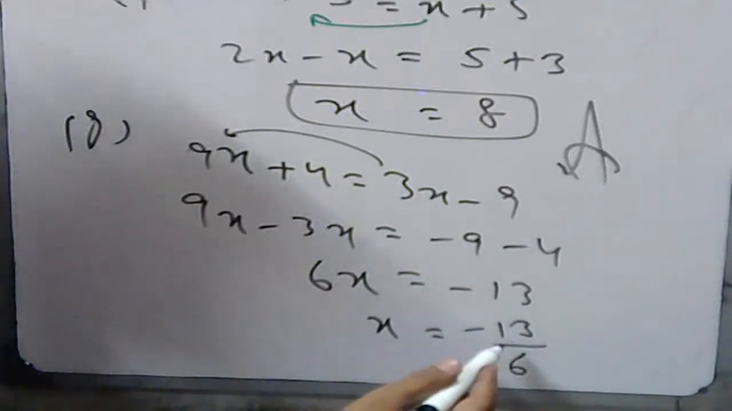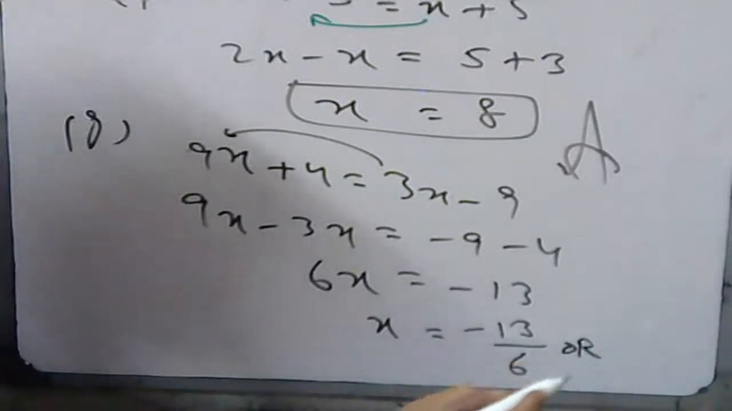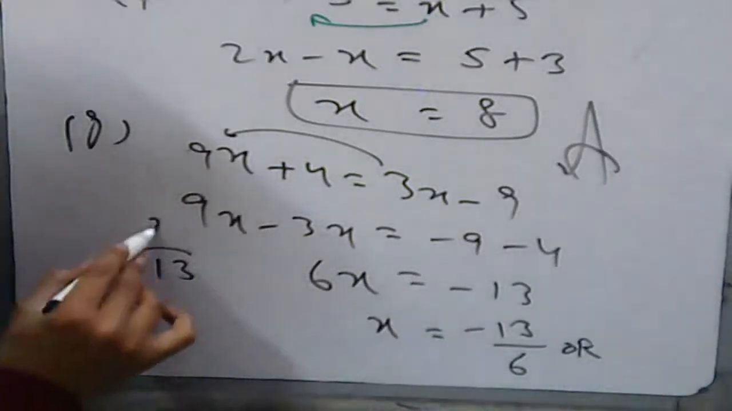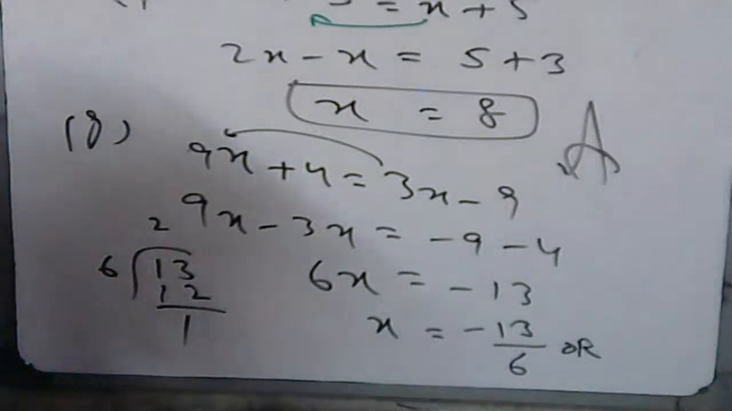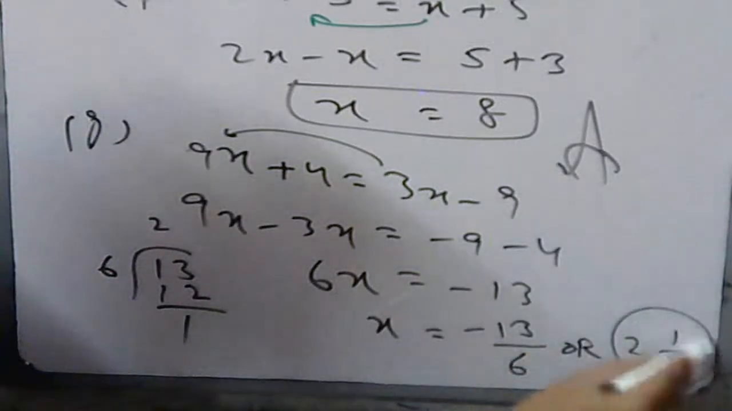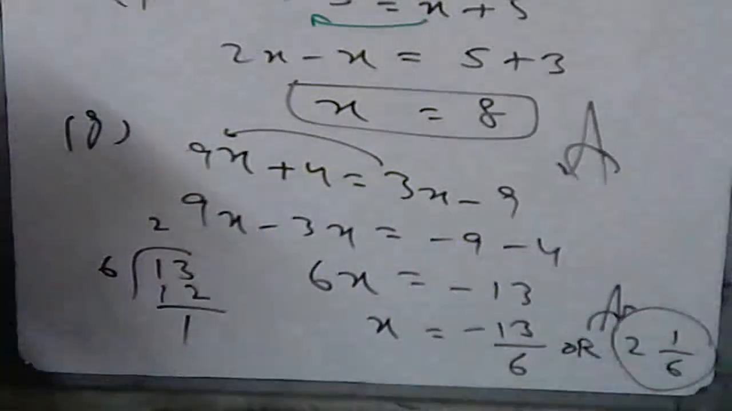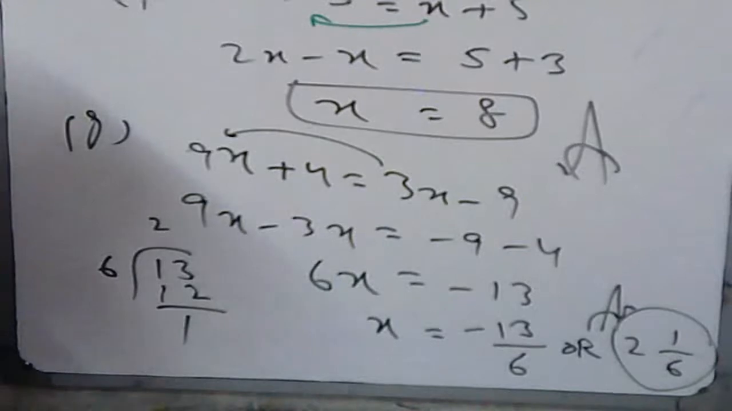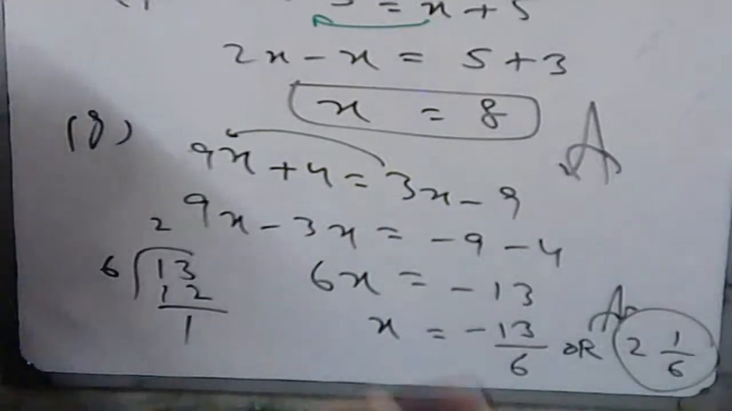This is your required result, or if you would like to find the answer in whole number, divide 13 by 6. 6 2s are 12, so 1. So you can write 2 whole 1 by 6 as your required result in whole number. In fraction you will get 13 by 6. So that is your result G.